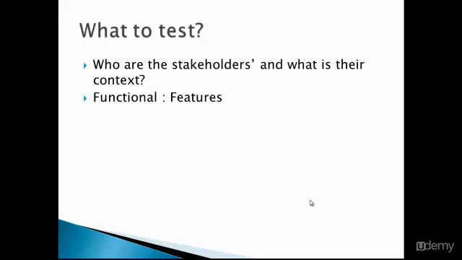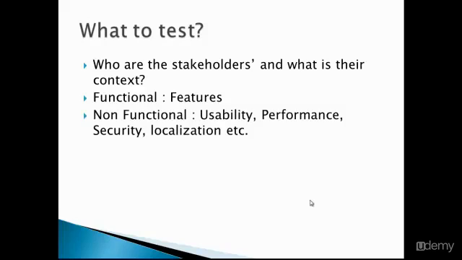Because their context is that the functions and the features of the software should be really rich and help them to do their job better. So that's their focus, because their livelihood depends on that tool and those features. So keeping the context of the stakeholders in mind, you plan your what to test. The context could be functions or the features, or it could be non-functional, that is usability and performance, or security or localization, etc.